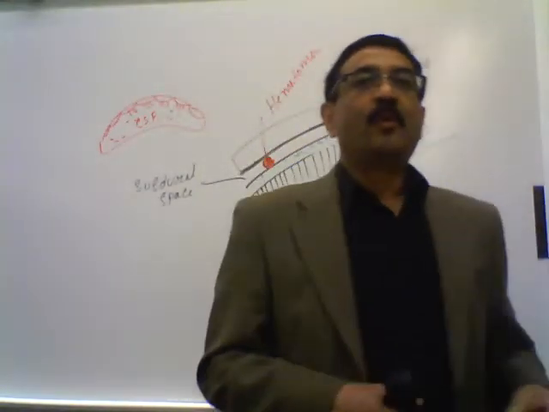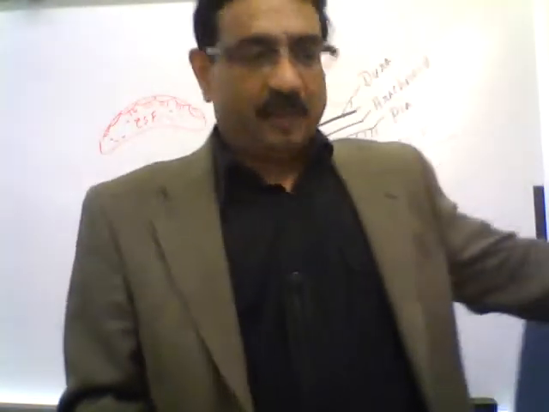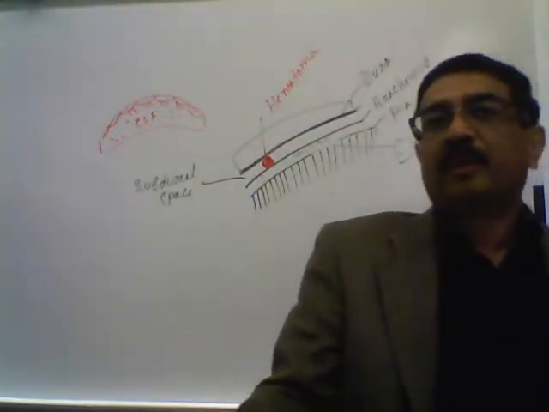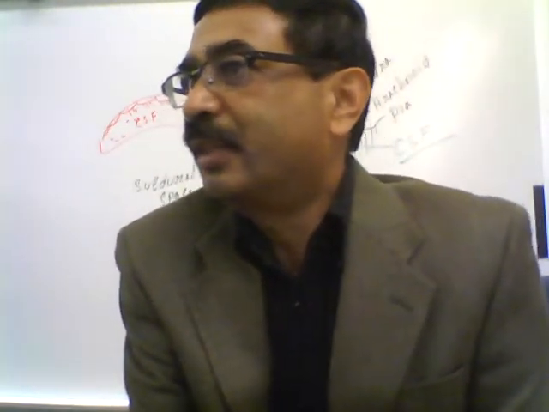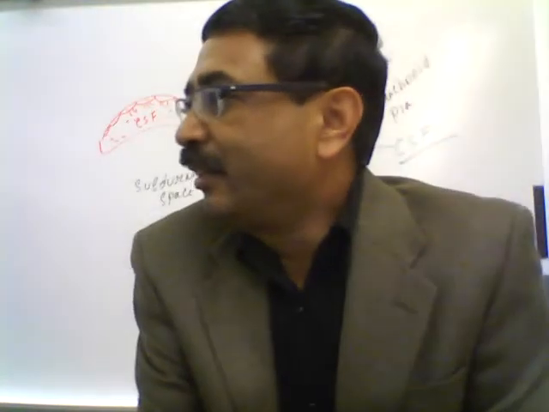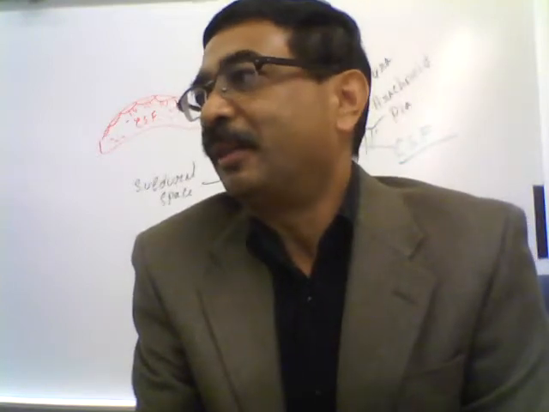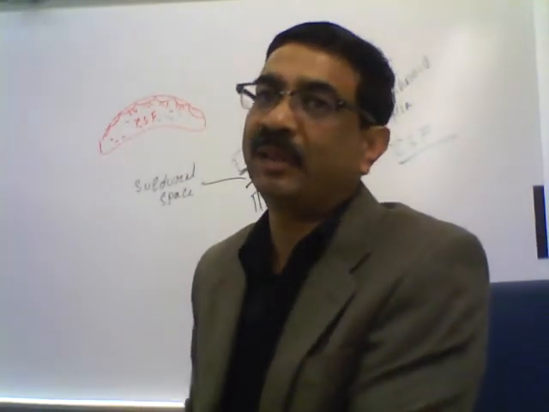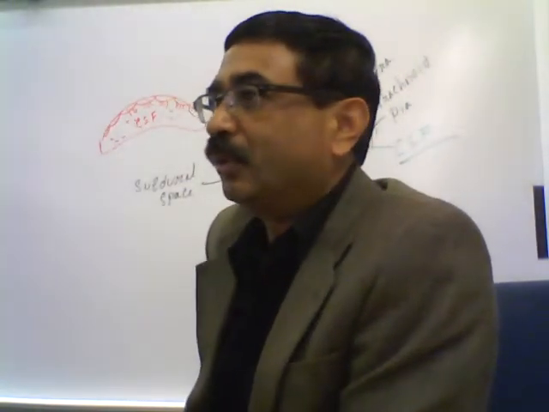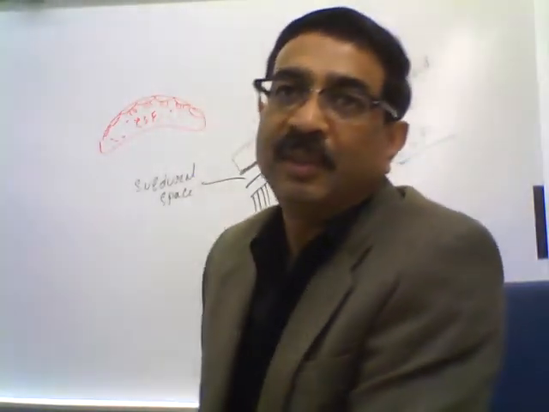So why are the ventricles connected to each other? The ventricles are connected to each other to regulate the pressure inside the ventricles. If for any reason the amount of fluid increases in one ventricle, then the pressure will increase. So what will happen? The fluid will move from that ventricle to other ventricles. So the pressure will go down. So to maintain or regulate the pressure inside the ventricles, they are connected to each other.